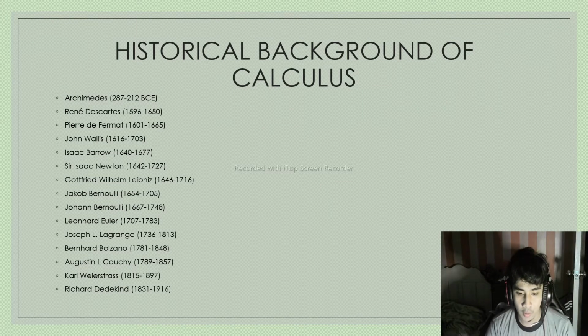Lagrange. However, it wasn't until the 19th century that the processes of calculus were given sound foundation by such mathematicians as Bernard Bolzano, Augustin Cauchy, Karl Weierstrass, and Richard Dedekind.